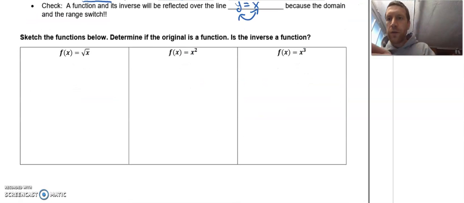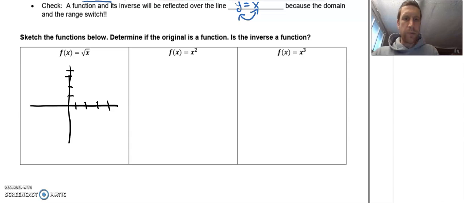So let's take a look at a few functions here. Let's determine if the original graph is a function, and then if it has an inverse, that's a function. So this first one, f of x equals the square root of x. By the way, when you have a square root function, let's strategically pick values that are going to come out as nice numbers. So let's plug in perfect squares so that when I take the square root, they're integer values. So 0, square root of that is 0. Square root of 1 is 1. The next perfect square is 4, so the square root of that is 2. And there's our graph.